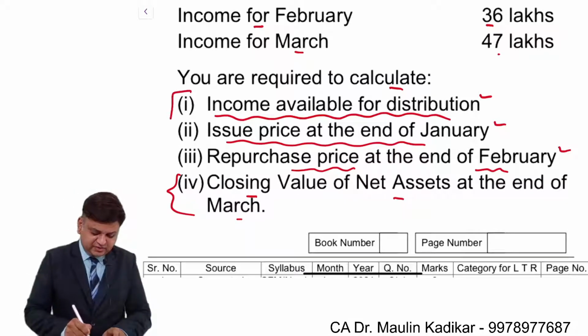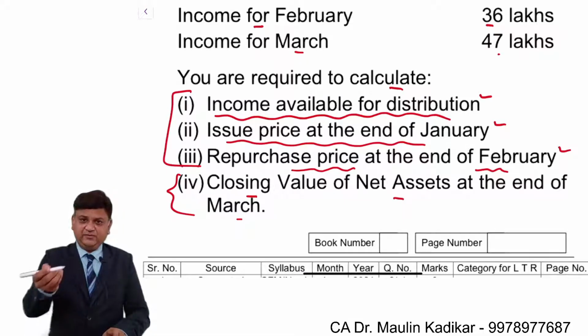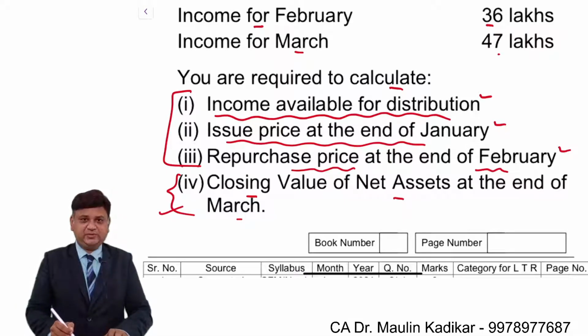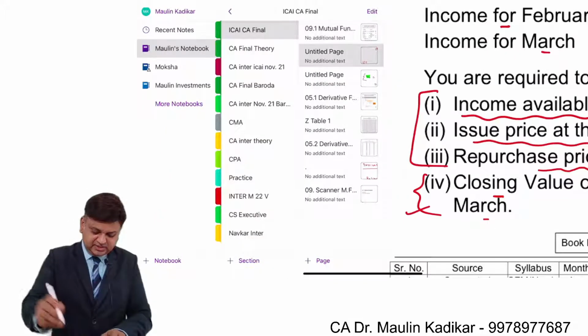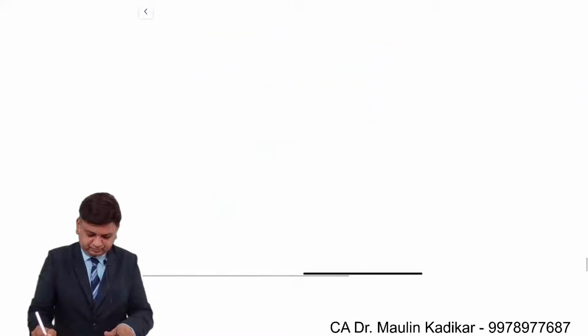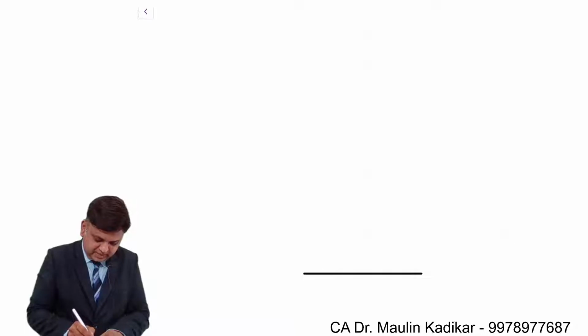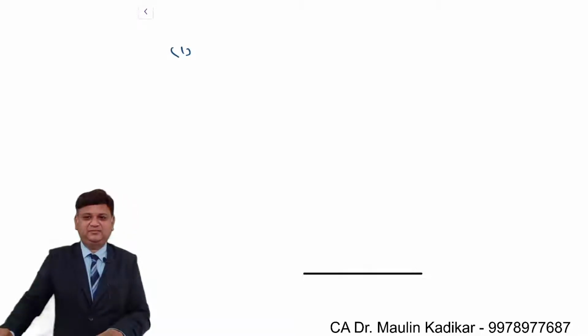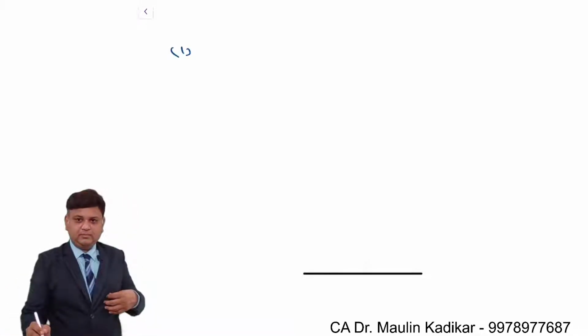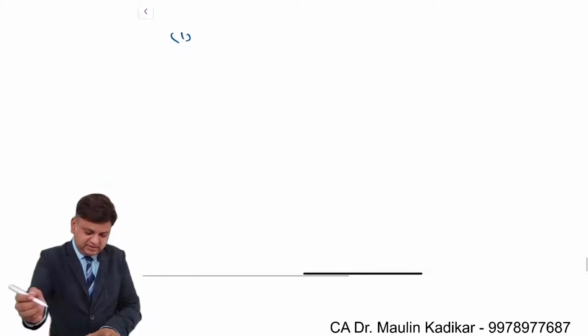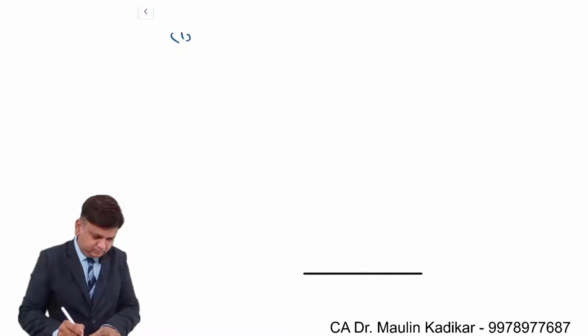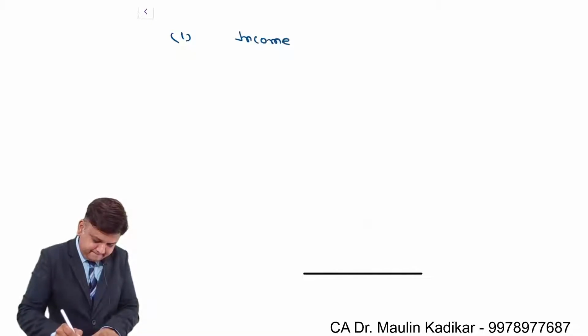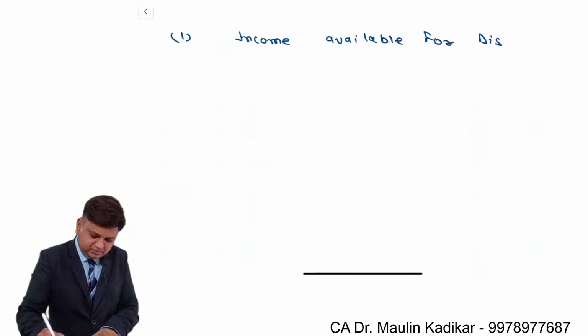So let us first write the answers for these three, and then I would like you to answer this question in the chat box. So let us write down the answer. Answer for the first question: income available for distribution.